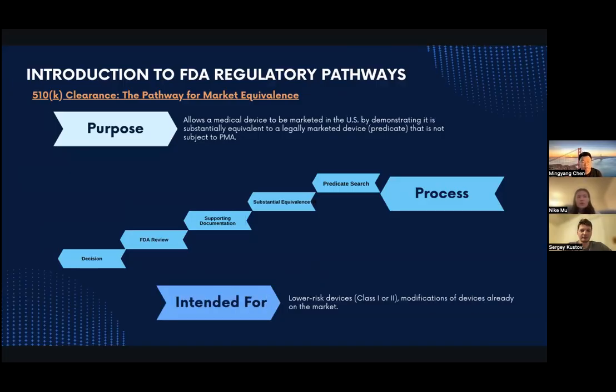So for the introduction to the FDA regulatory pathways, the 510(k) clearance is the pathway for marketing equivalence. Our purpose is to allow the medical device to be marketed in the US by demonstrating it's substantially equivalent to a legally marketed predicate device that's not subject to the PMA. The process involves FDA review and supporting documentation, substantial equivalence, and is intended for lower risk devices, class 1 or 2, or modifications of devices already on the market.